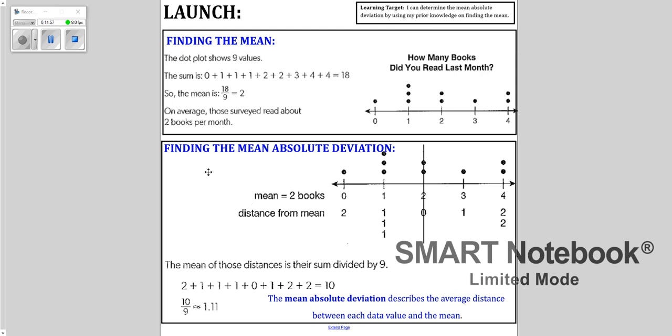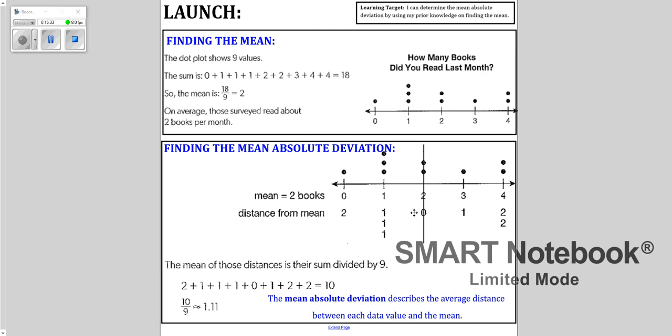Once you find what the mean is, you need to find how far each number is from the mean. So you can see on the dot plot, they drew a line where the mean was, and then they started writing how far each of these dots is from the mean. This one, which is at 0, is 2 spaces from the mean, so they wrote down a 2. This one, which is at 1, each one of these dots is 1 space from the mean, so they wrote 1, 1, 1. They did the same thing over here and here. The ones that are right on the mean are just 0.